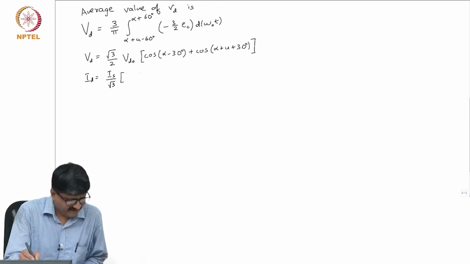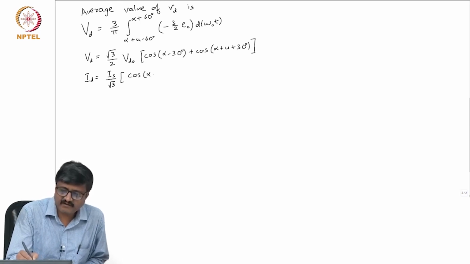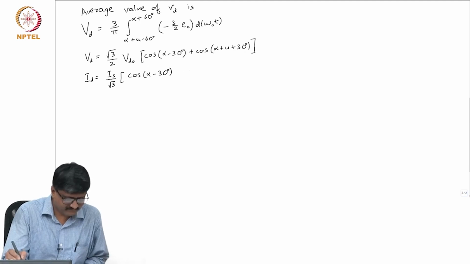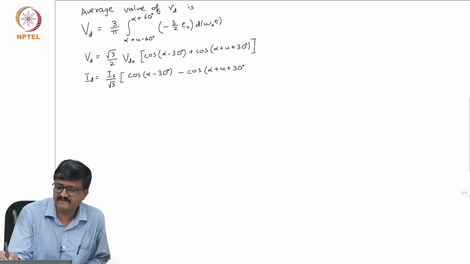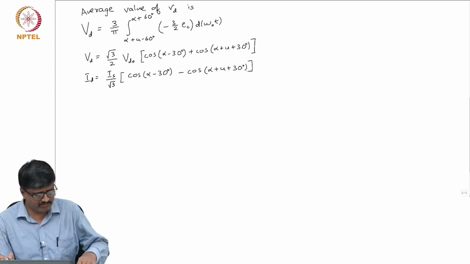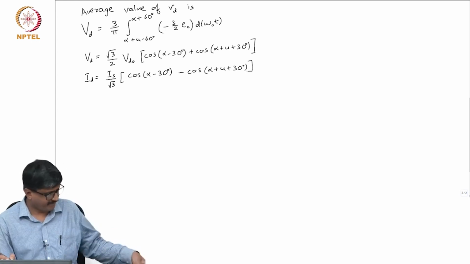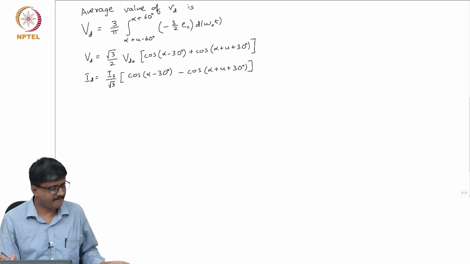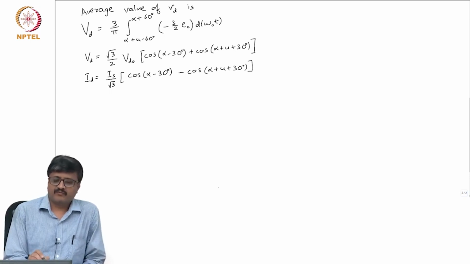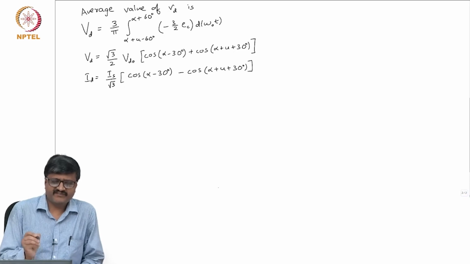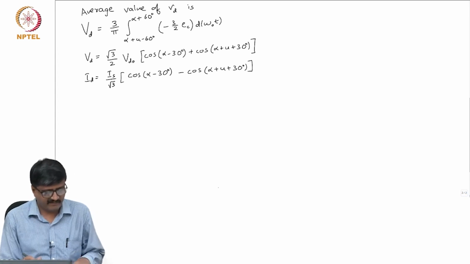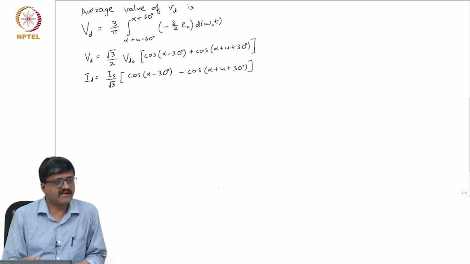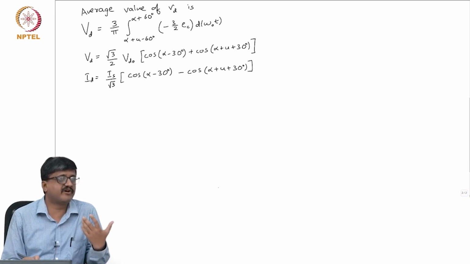So, this is IS by root 3 cos alpha minus 30 degrees minus cos alpha plus u plus 30 degrees. So, what we do is we try to again get these expressions for VD and ID in terms of gamma instead of alpha. We have defined an angle gamma. So, I also said why we defined that gamma. See, gamma is actually called extinction angle and which happens to be the commutation margin angle for normal inverter operation.